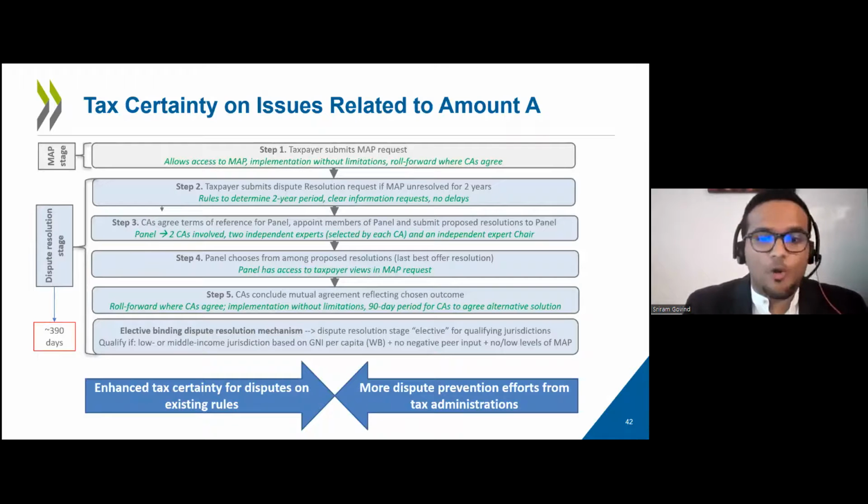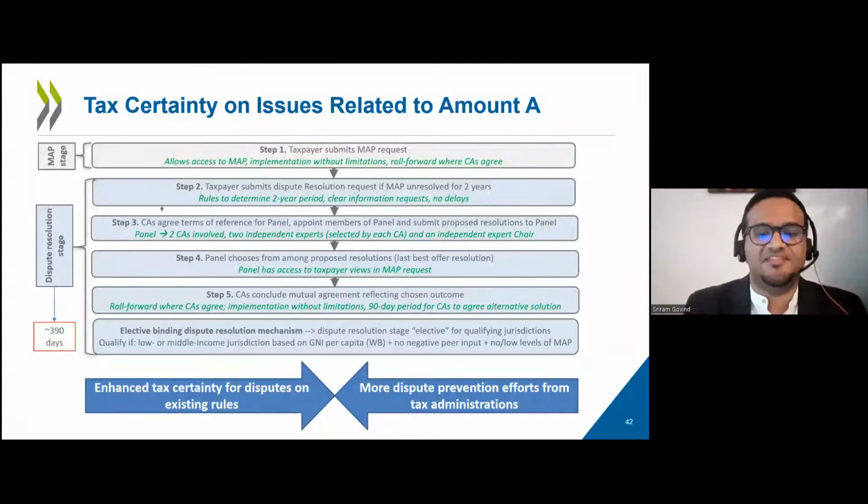This applies to low income or middle income economies that are not OECD or G20 members, that have not received negative input from other jurisdictions on how they conduct MAP, and that have no or low levels of MAP cases. So what does no or low levels of MAP cases here mean? It means that the 3-year average of the number of transfer pricing or permanent establishment attribution MAP cases in a jurisdiction's MAP statistics should be less than 10 cases.